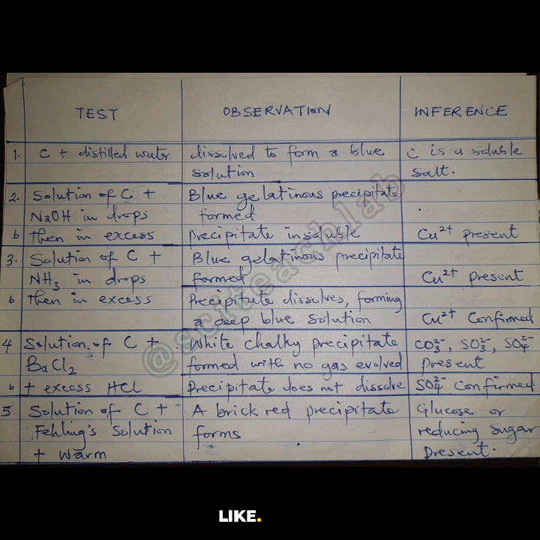CO3 2- would have done the same thing. SO3 2- would have done the same thing, sulfide ion. And sulfate ion, SO4 2- would have done the same thing. So you list out all the ions that would have behaved like this. That is, if you add barium chloride to a solution of a salt that contains any of these ions, CO3 2-, SO3 2-, and SO4 2-, you will see a white chalky precipitate that will be formed. It won't dissolve.